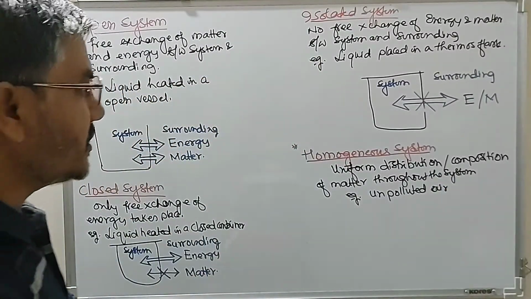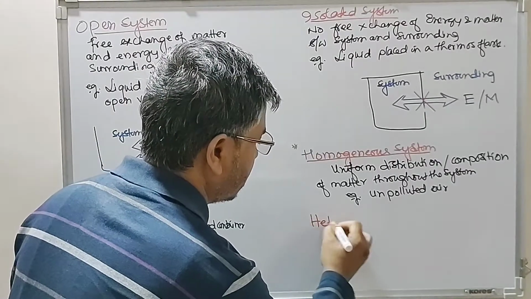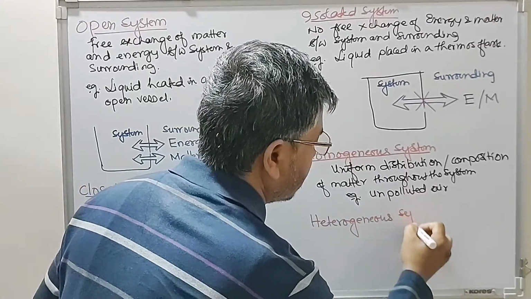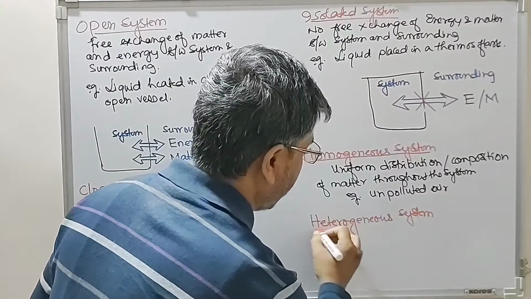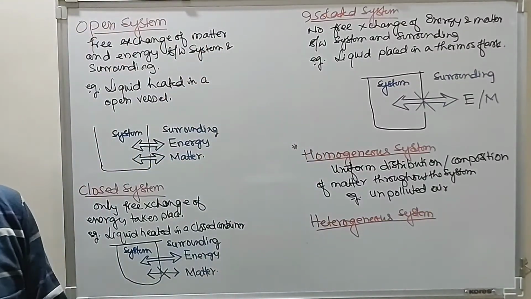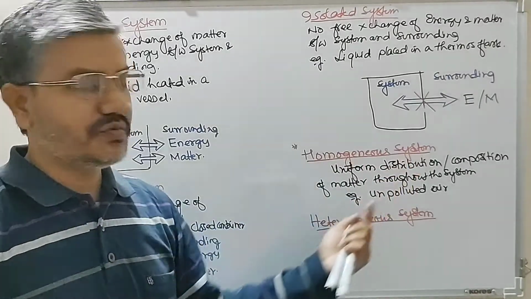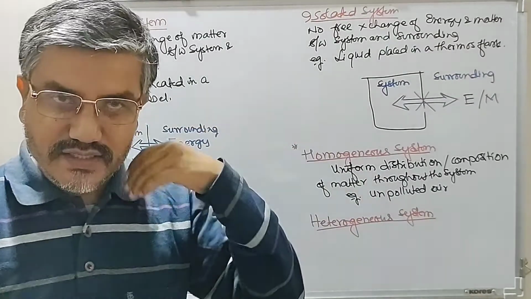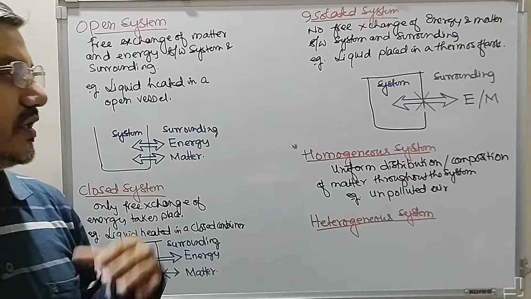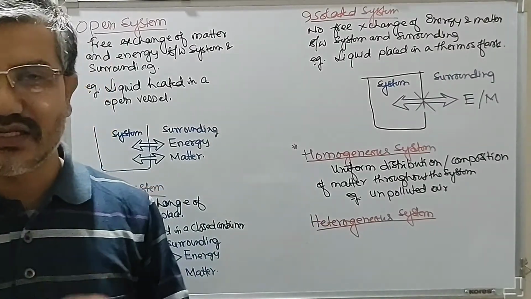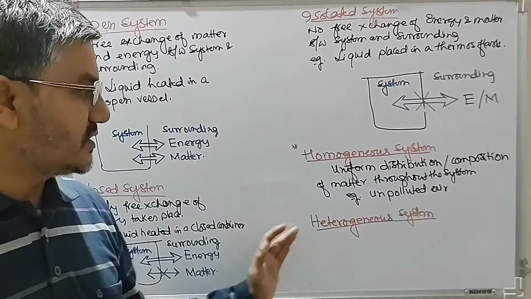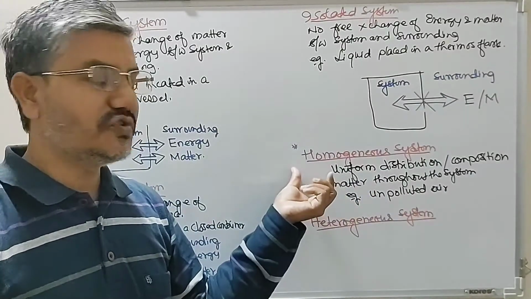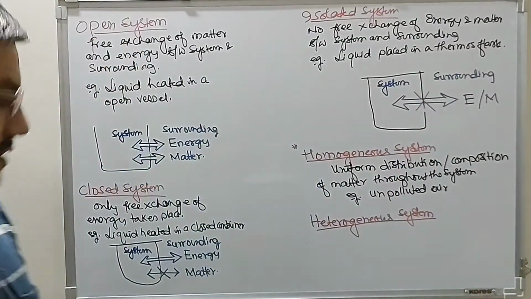Then we have the heterogeneous system. If homogeneous says uniform distribution or composition of the matter throughout the system, then a heterogeneous system is one in which the distribution or the composition of the matter throughout the system is not uniform. Example, if unpolluted air represents homogeneous, then polluted air represents heterogeneous.